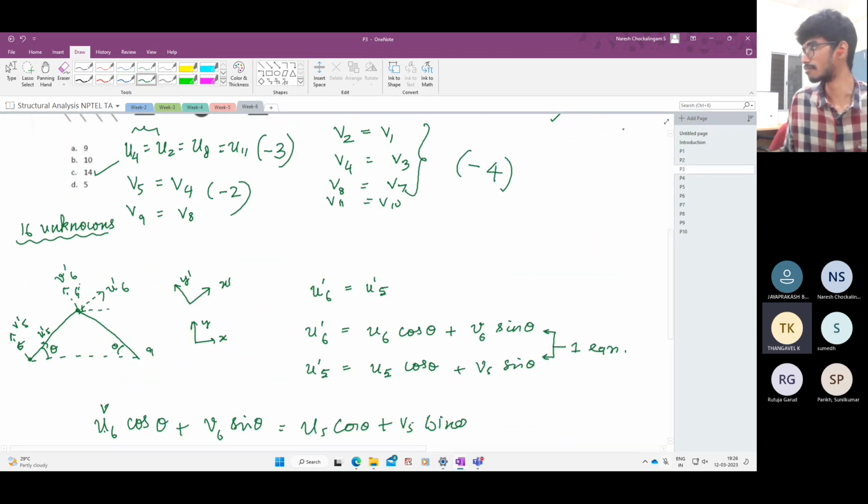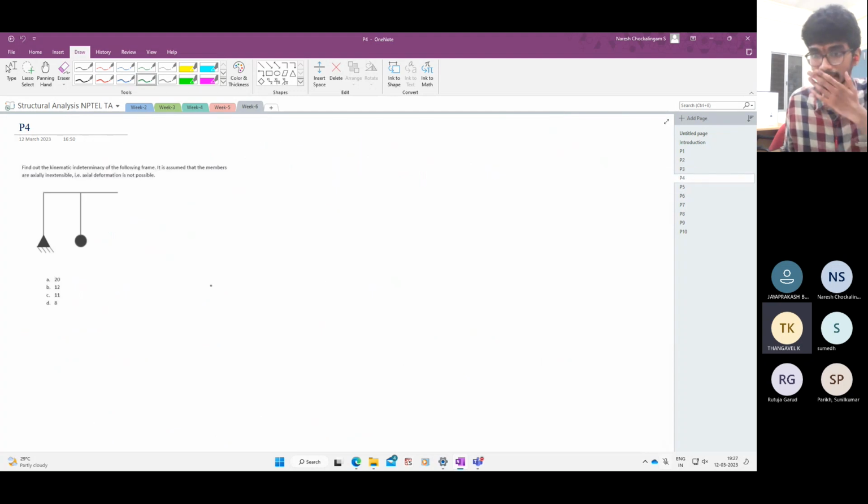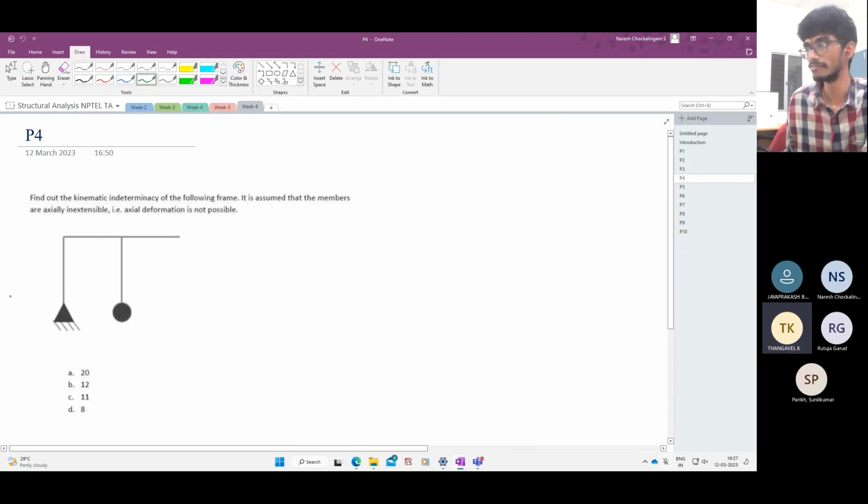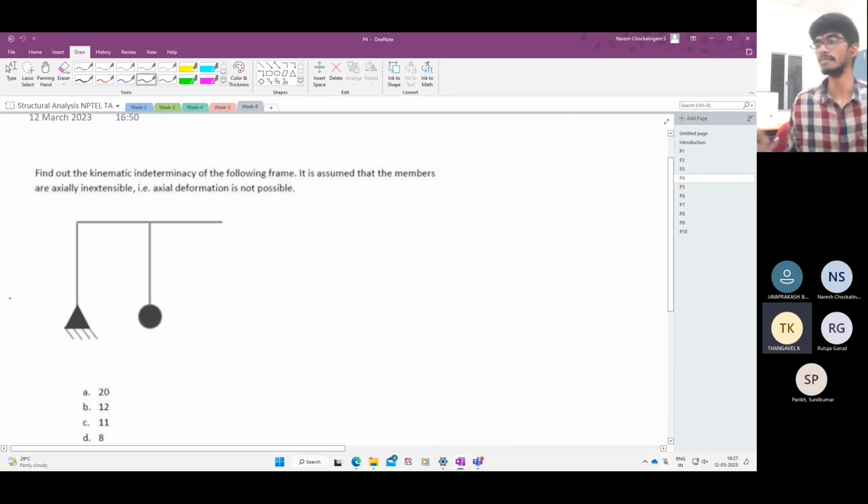Now let's go to the next problem. Determine the kinematic indeterminacy for the following frame, and it is again assumed that the members are actually inextensible. So this is much simpler. Let's start. There are not so many members, so it is easier to add than subtract. In the previous case, I subtracted because there are too many members.